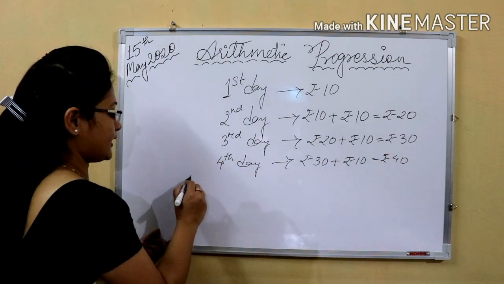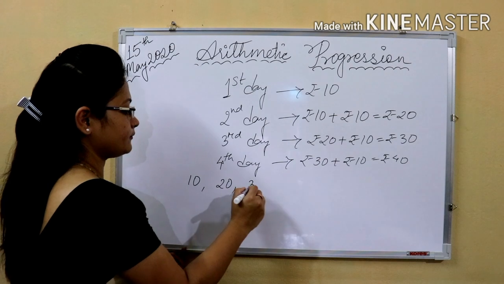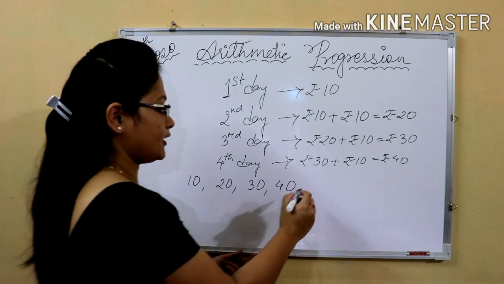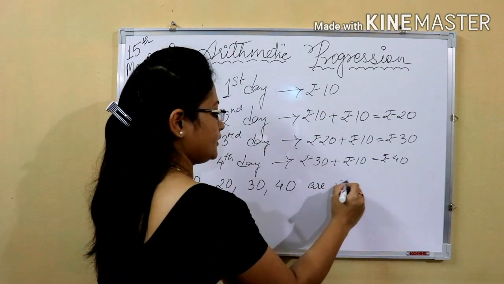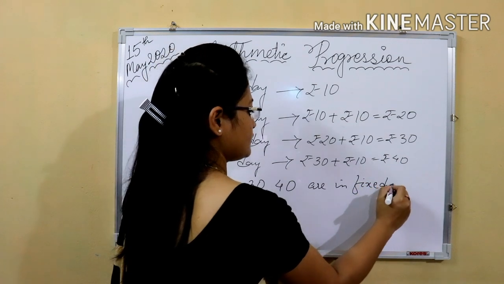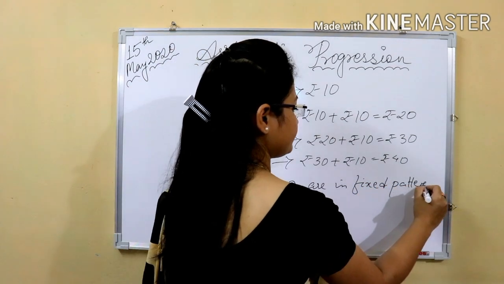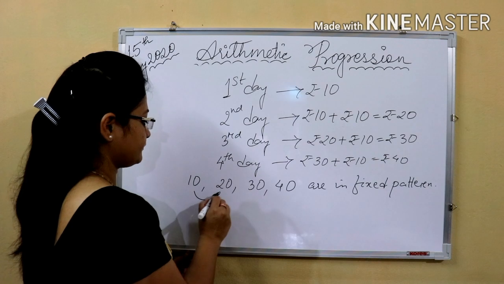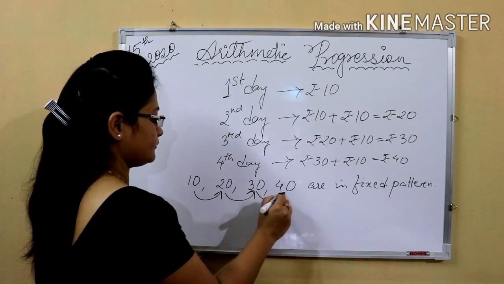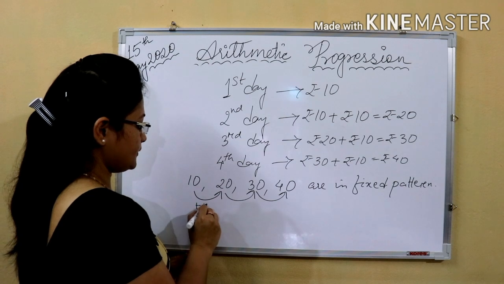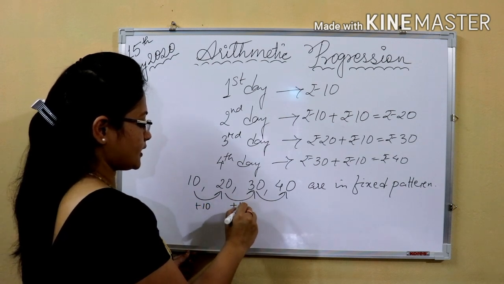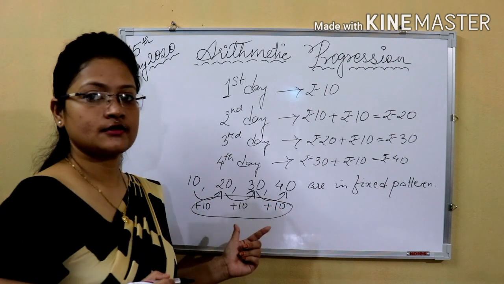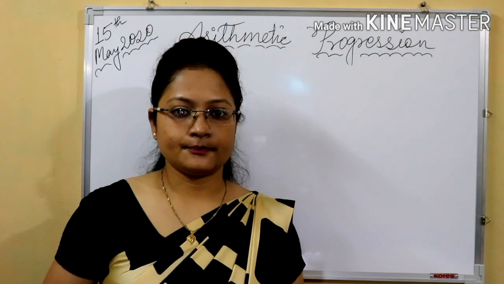So now these numbers, 10, 20, 30, 40, are in a fixed pattern. Why so? Because you can see here from 10 to 20 plus 10, 20 to 30 plus 10, 30 to 40 plus 10. It has a fixed number. Let us take one more example.